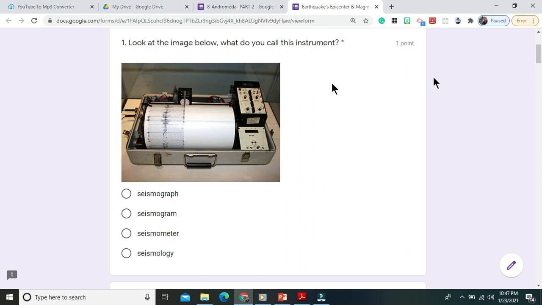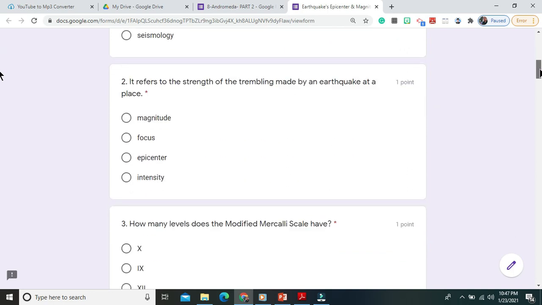Question number 1. Look at the image below. What do you call this instrument? The correct answer is seismometer. Question number 2. It refers to the strength of the trembling made by an earthquake at a place. The correct answer is intensity.